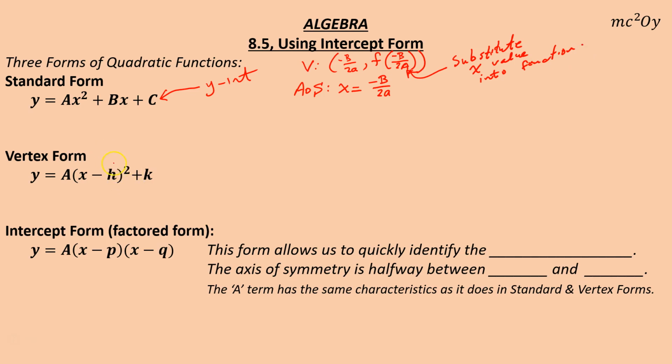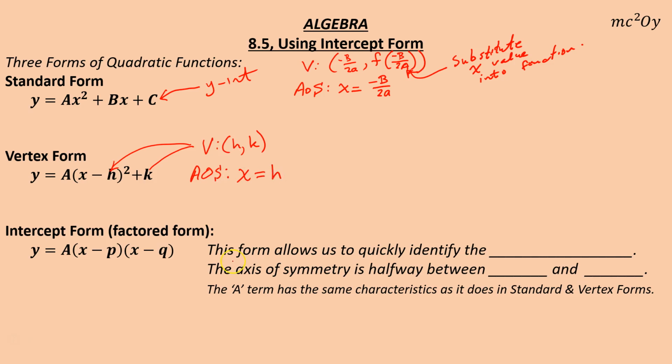Vertex form. Vertex form is nice because it immediately tells you your vertex. Your vertex is (h, k). And then that means your axis of symmetry, since the x value of your vertex is the same as your axis of symmetry, is x equals h.